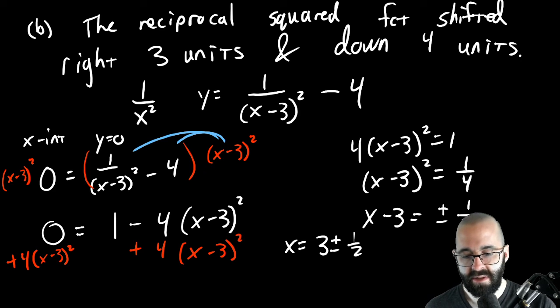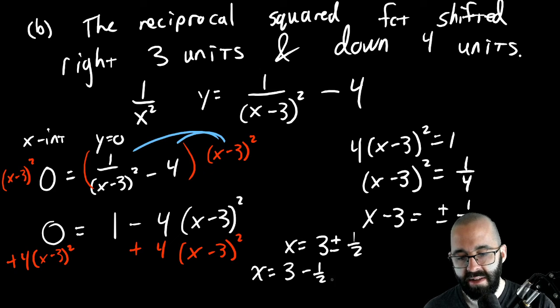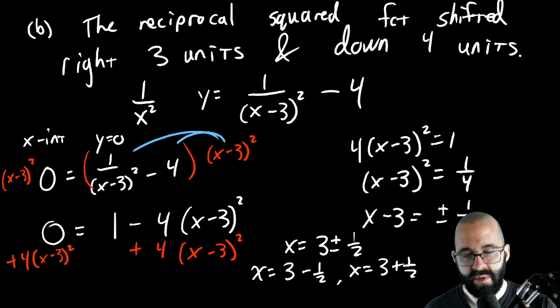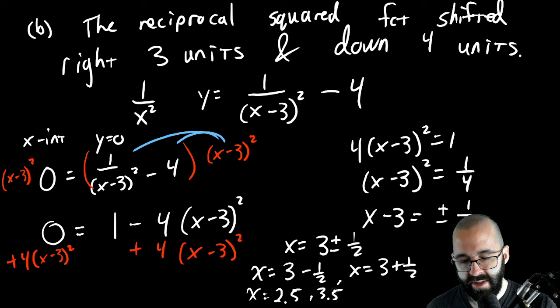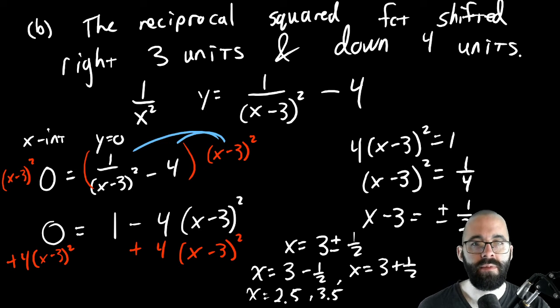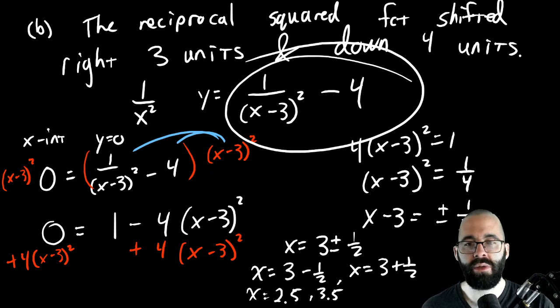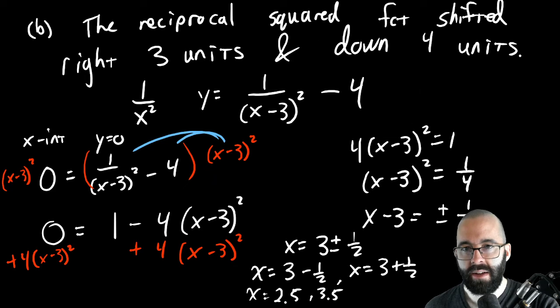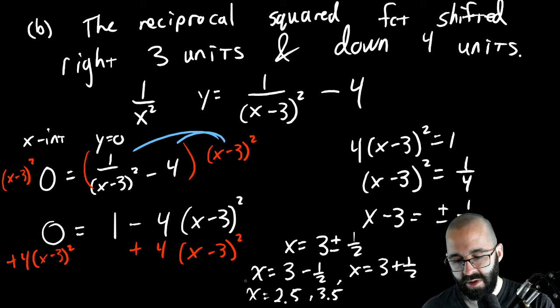So that's 2 answers. Let's write them both. Our x-intercepts are 3 minus 1/2 and 3 plus 1/2, or 2.5 and 3.5. And let's just make sure that these are in the domain. Can we plug in 2.5 or 3.5? Yeah, we can plug in both. The only thing we can't plug in is 3. There's a vertical asymptote at 3. So those are our x-intercepts.